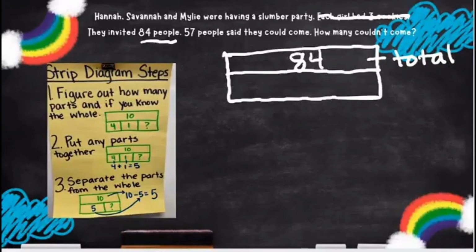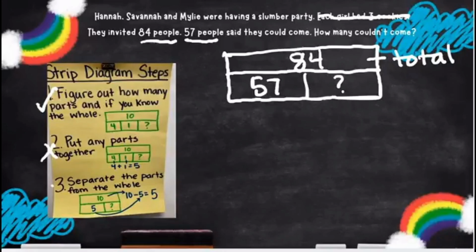And there are 2 parts to this problem. There's the part that said they could come, and then there's the part that couldn't come. So I'm going to fill that in, 57, and then we don't know the other part. That's what we're trying to figure out. So we did step 1 on my anchor chart. We don't have to do step 2 because I don't know more than one part. So we can move on to step 3.